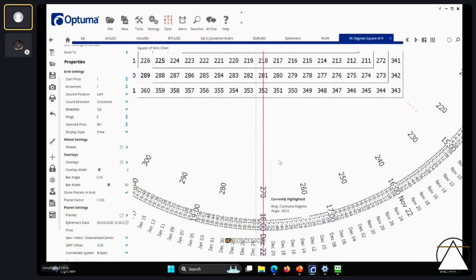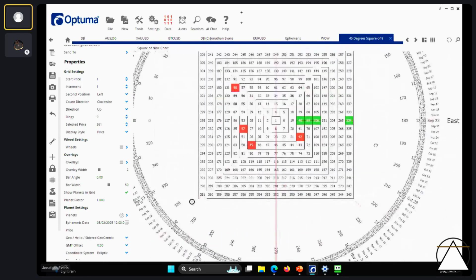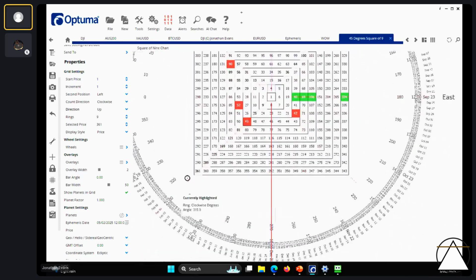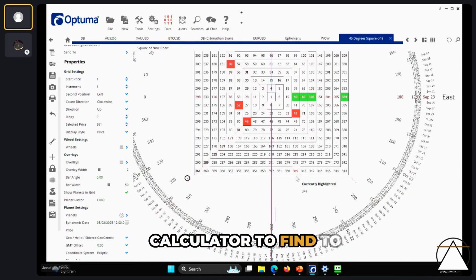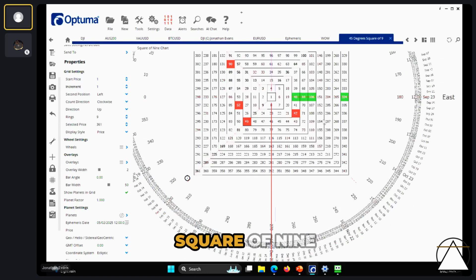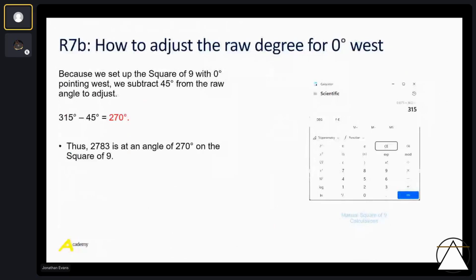So if you had no software in front of you, or you were doing this on an airplane, or you're out and about, and if you had no internet or anything like that, I just gave you the mathematical calculator to pop in a price. So whether the Dow Jones is at 30,000 or whatever, and find where it is on the square of 9 without even having the tool in front of you. Let's progress because I've got 2 more things I need to teach you before I can show you the examples. Okay, so bear with me.